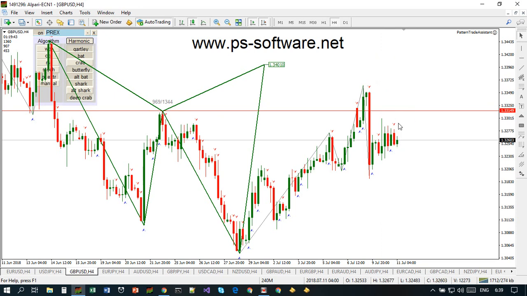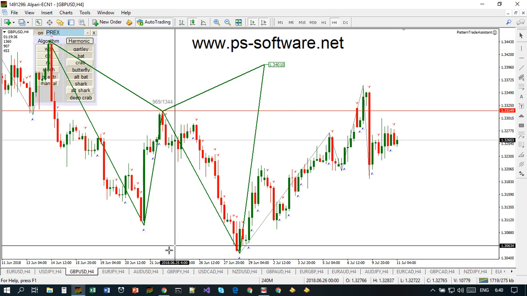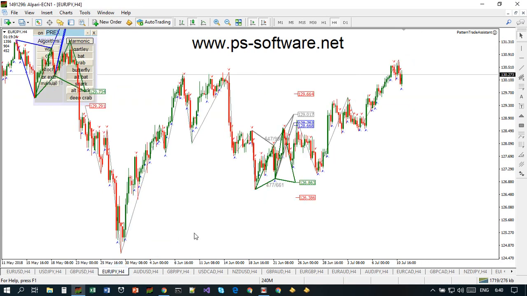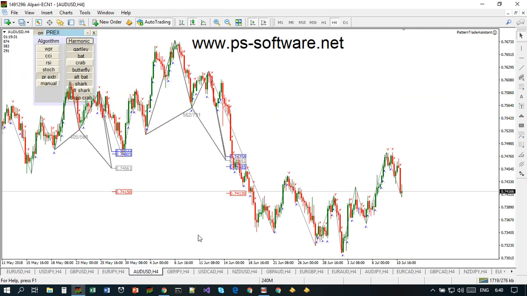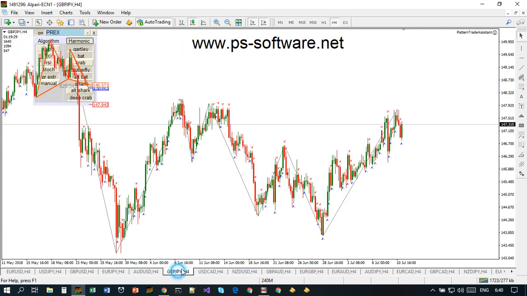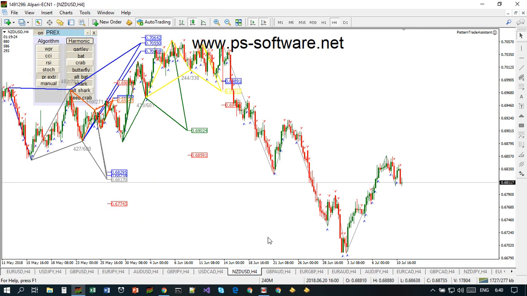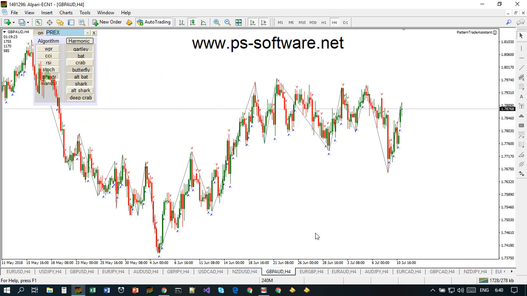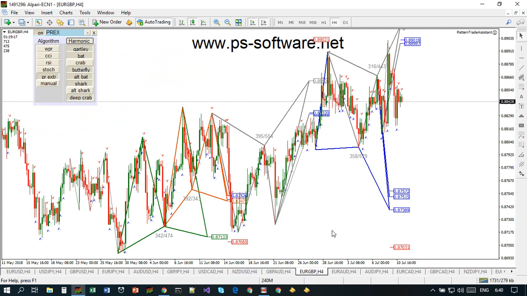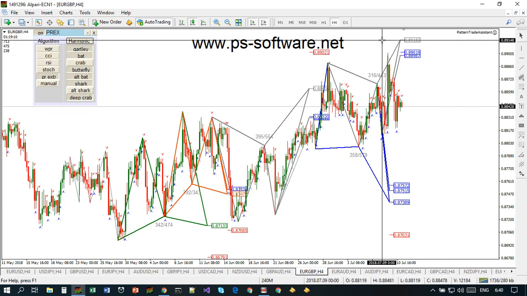Okay, so the odds are in the favor of a completion. So this is an uptrend. Let's go next. Euro yen, we have nothing. Aussie dollar, nothing. Pound yen, nothing. Dollar Canadian, nothing. New Zealand dollar, nothing. Pound OC, nothing.